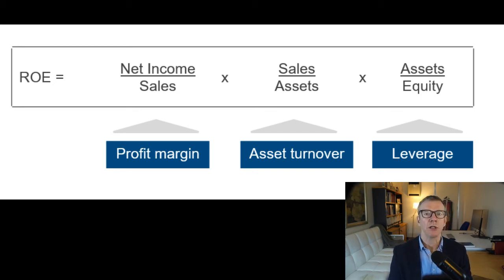Profit margin, income divided by sales, tells us about the success of operational strategies. How much income are we generating from each dollar of sales? Turnover, sales divided by assets, tells us about investment efficiency. What level of revenue is the firm generating from each dollar of assets in the business? Finally, leverage, assets divided by equity, tells us about the way in which the firm's financed.